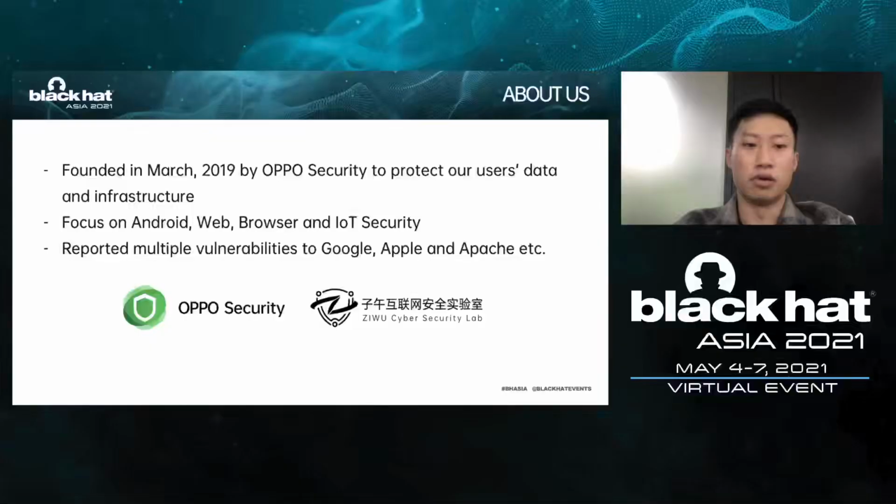And before this talk, please allow me to introduce our lab. We are all from Oppo Secret Lab. Oppo Secret Lab was founded in March 2019 by Oppo Secret to protect our user data and infrastructure. Our lab is focused on Android, web browser and IoT security. And we also reported multiple vulnerabilities to Google, Apple, and Apache.